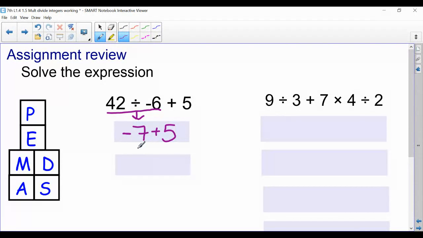-7 plus 5. Different signs, find the difference. So 7 minus 5 is 2. The answer gets the sign of the larger number. So our answer is -2.